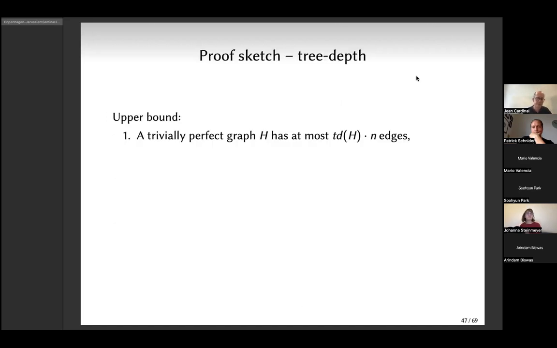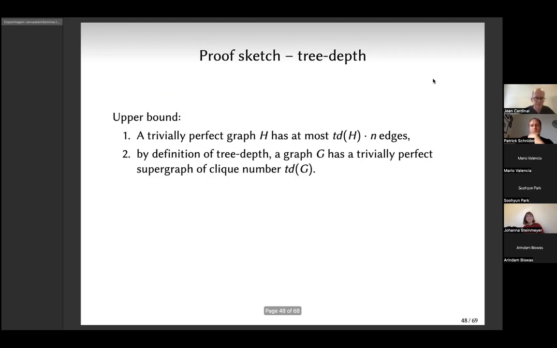So a proof sketch for the tree depth would be as follows. Maybe I'm going to be a little quicker here, so maybe I'll skip this proof.